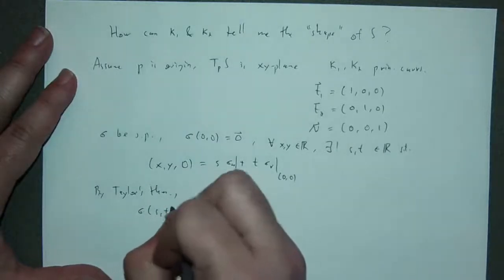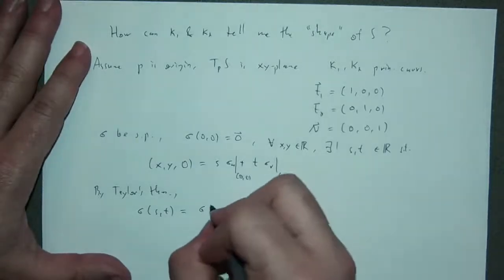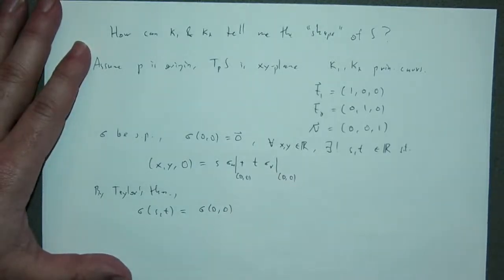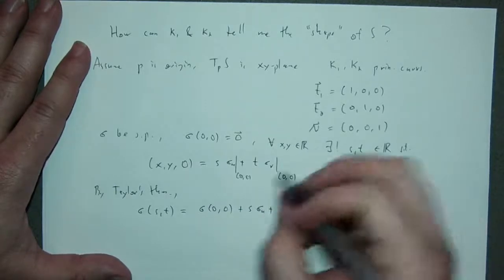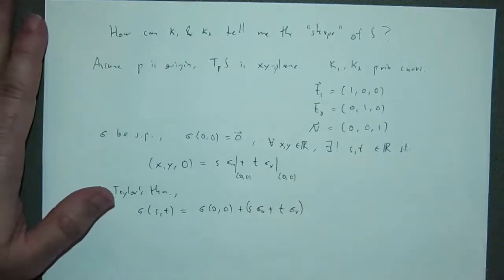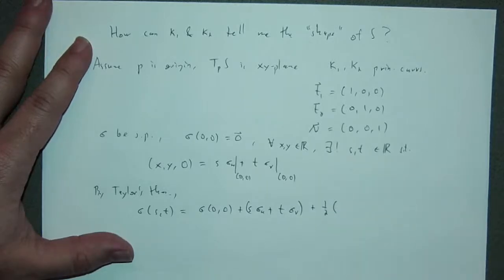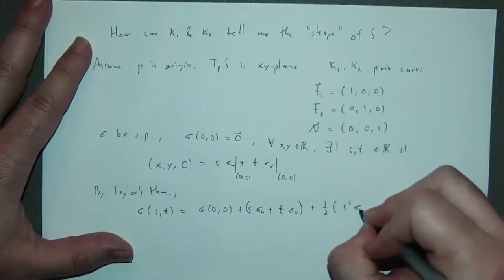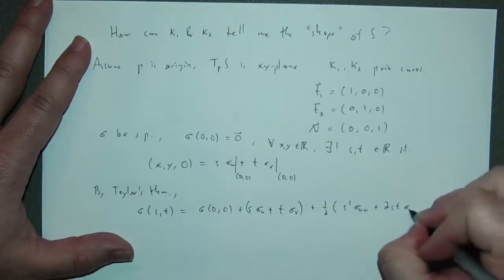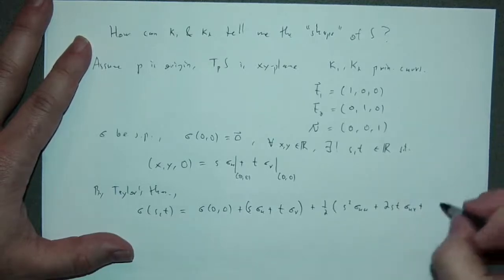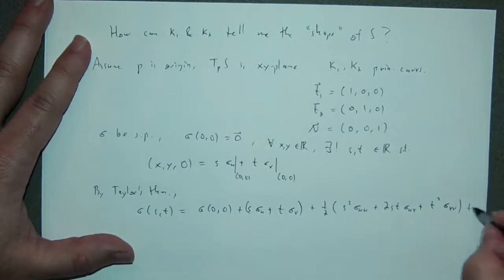sigma of (S, T) can be written as sigma of (0, 0) plus S sigma u plus T sigma v. That's the first order term. Plus 1/2 times our second order term, which I can write as S squared sigma uu plus 2ST sigma uv plus T squared sigma vv, and higher order terms, whatever. Right?